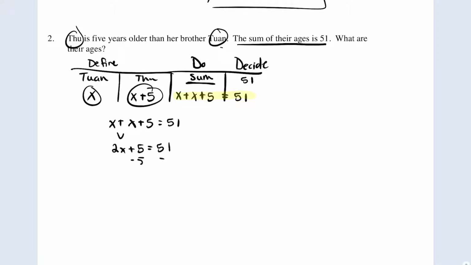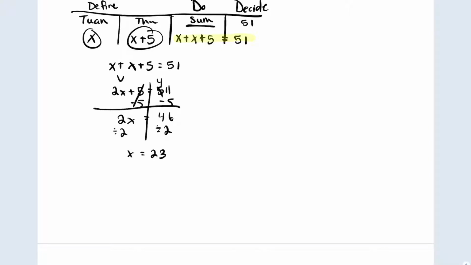Let's go ahead and solve this. Subtract 5 from both sides. And let's see, I get a 6 and a 4, so 46 is equal to 2x. There we go. And to get x by itself, I'm going to again divide by 2, just like I did in my last problem. And it looks like my x is going to be equal to 23.